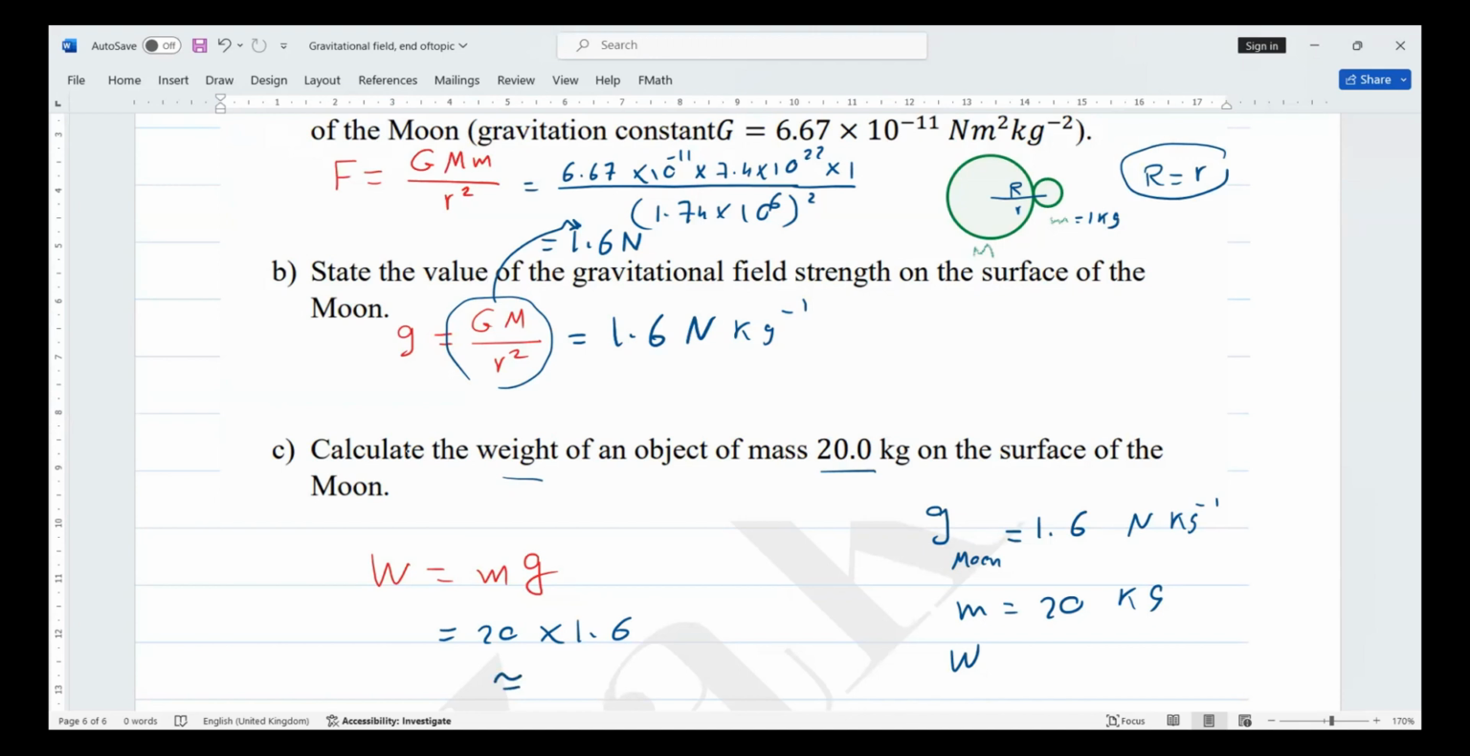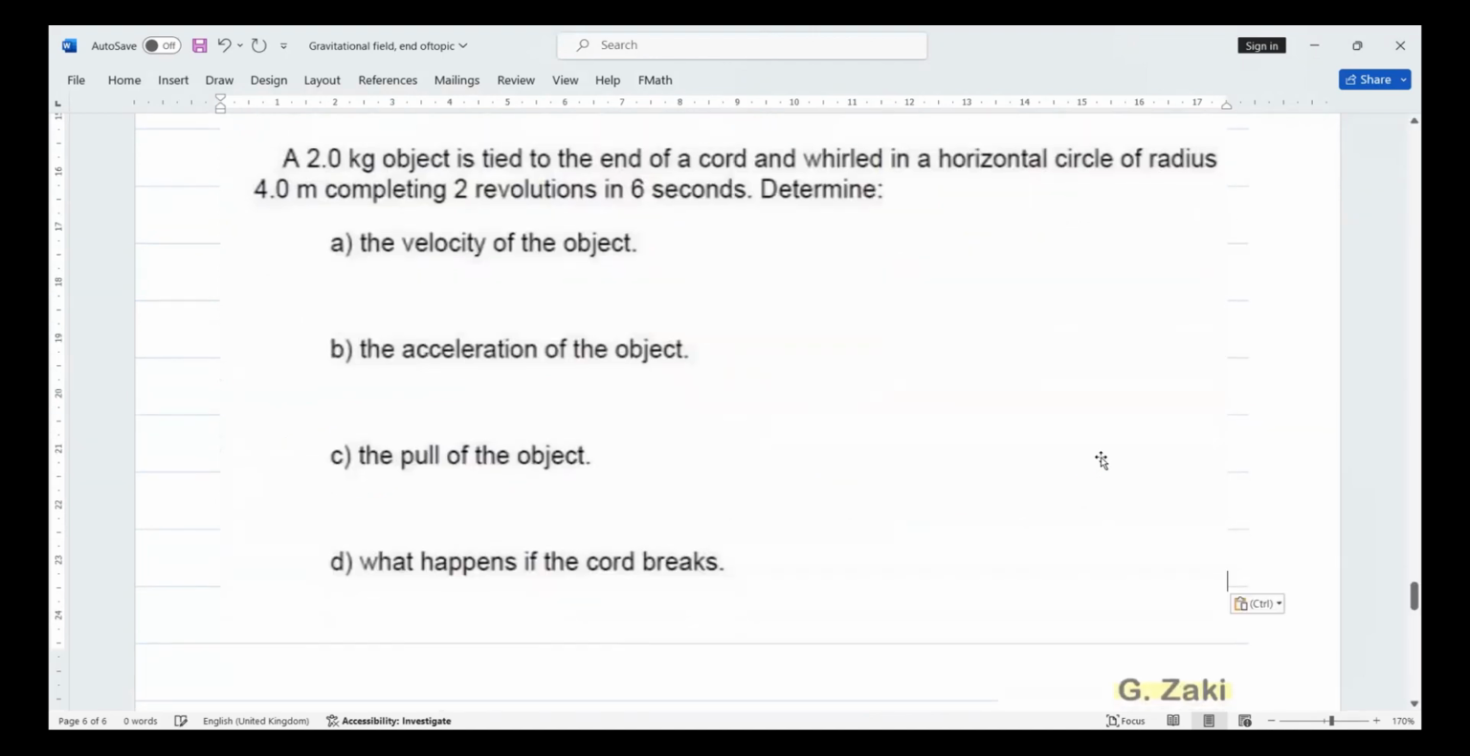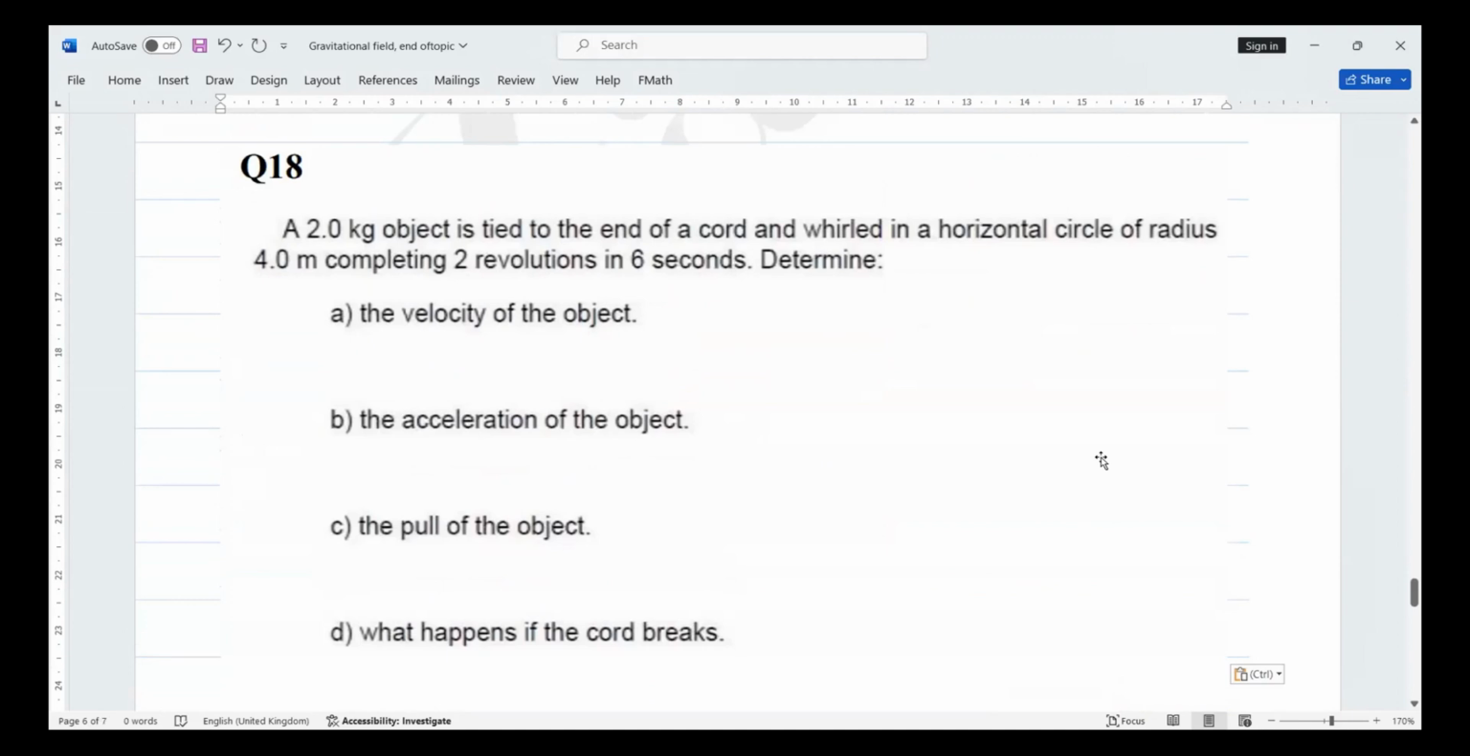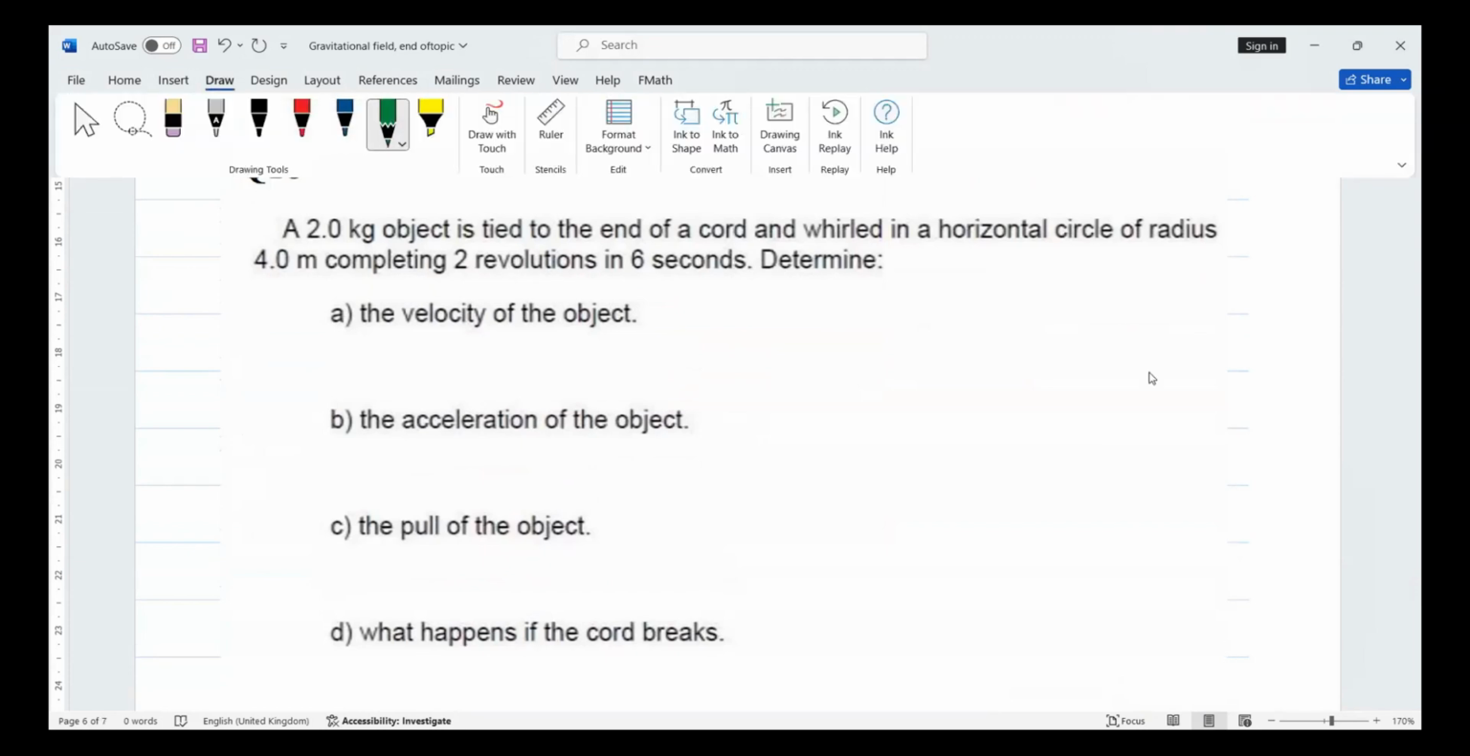So approximately 32 Newton. Look at question number 3, please. A 2 kilogram object is tied to the end of a cord and whirled in a horizontal circle of radius. What are the given? This is a very important way to write the given here.